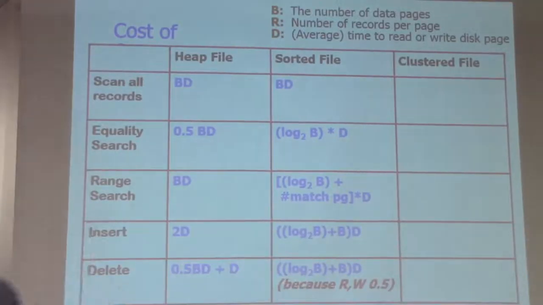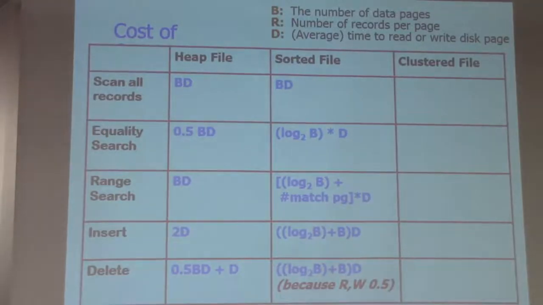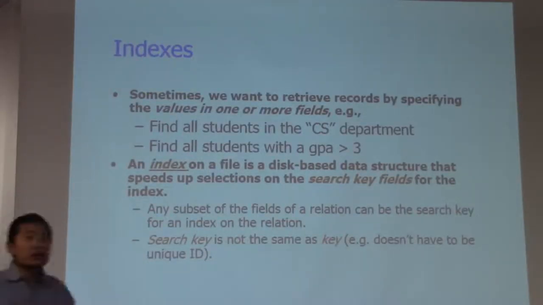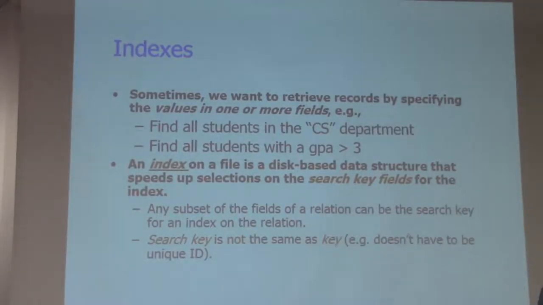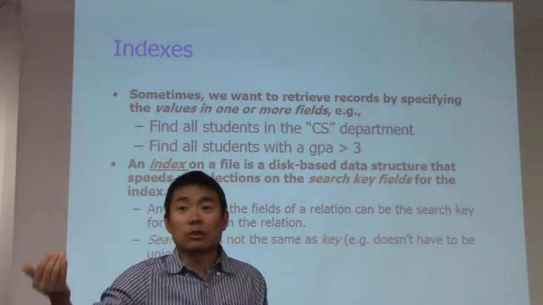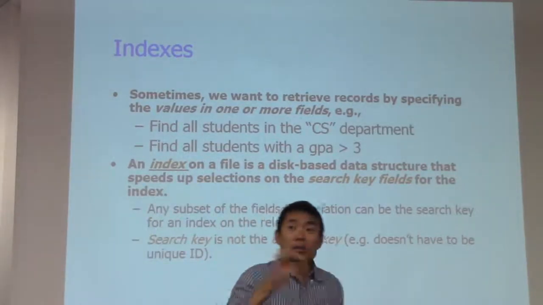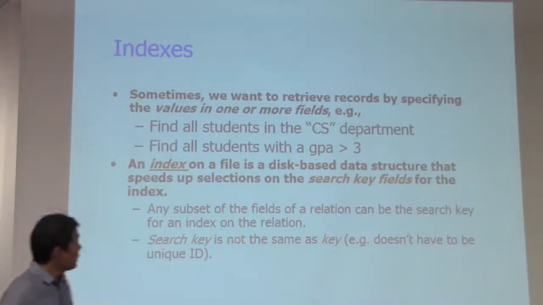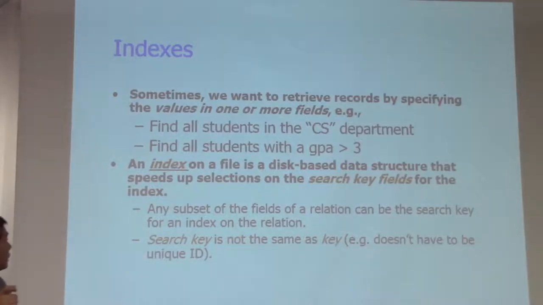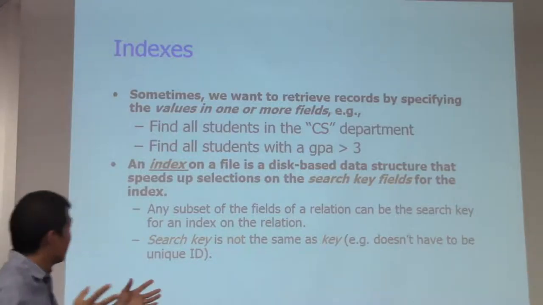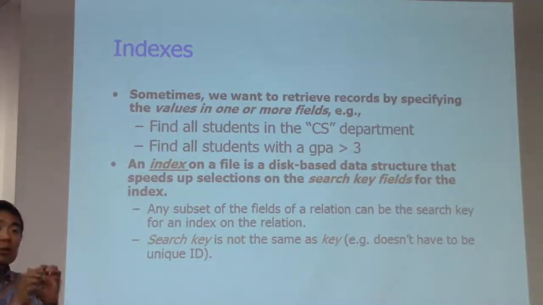Okay. So now let's try to fill the rest of the columns, like clustered and unclustered index and hash index structure. Well, for that purpose, we need to understand what an index is. Index in general is just a data structure that allows you to do quick retrieval of data from your database file, right? So for example, oftentimes we have queries like this. We want to find all students in the CS department, or find all students with a GPA greater than 3. The first example is an equality search on the department name. The second example is a range search on the GPA field. So an index basically is a disk-based data structure that's built upon your search key to facilitate the retrieval of records using the search key field.